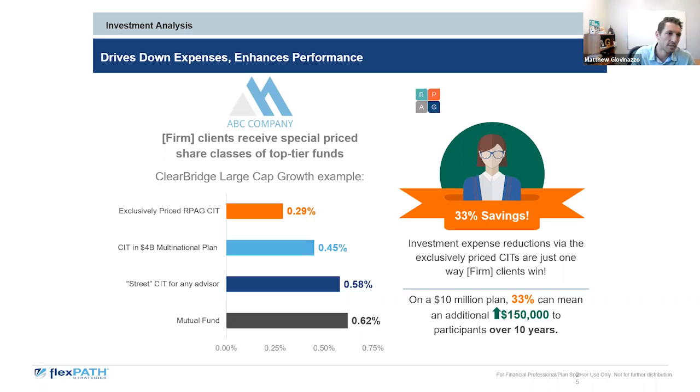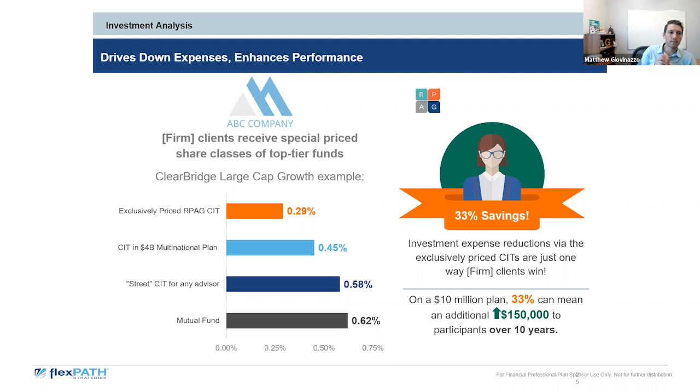Why not take advantage? Most plans can't access this next level, but this is actually the Coca-Cola plan. It's a $4 billion plan. They have ClearBridge Large Growth. They've negotiated directly with ClearBridge a CIT that's 45 basis points. So think about that. With scale comes leverage. They can throw their weight around and get a better priced CIT than what the street is. Makes sense.